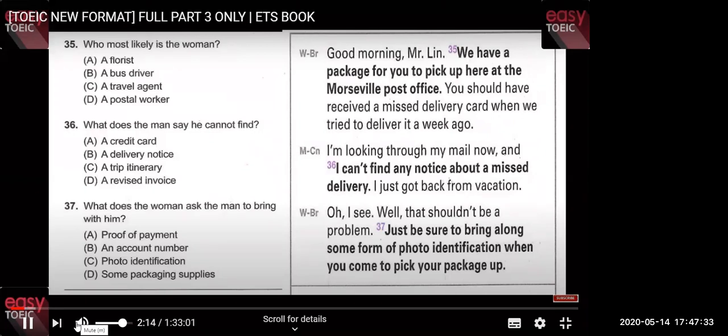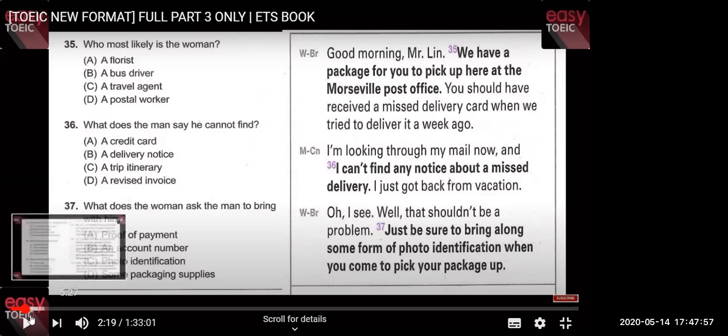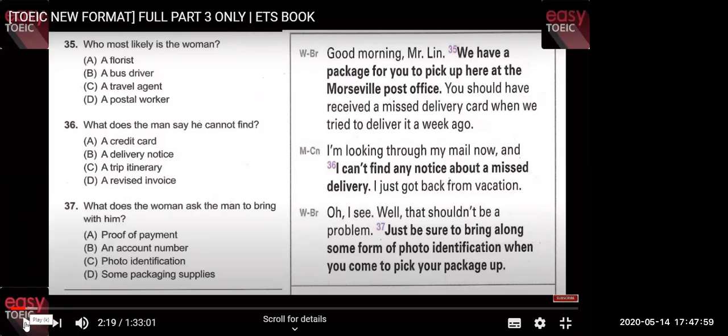Number 36. What does the man say he cannot find? Okay, so what couldn't the man find? A credit card, a delivery notice, a trip itinerary, or a revised invoice? A delivery notice. Yeah, a delivery notice. Yes. A postal worker.